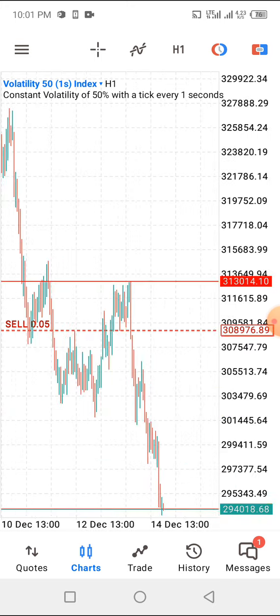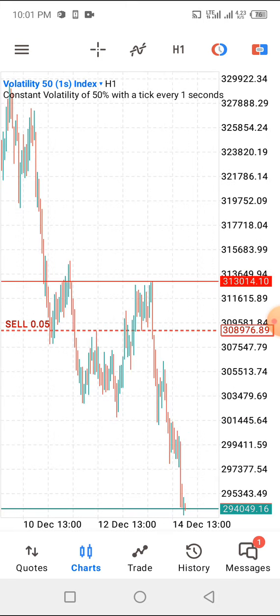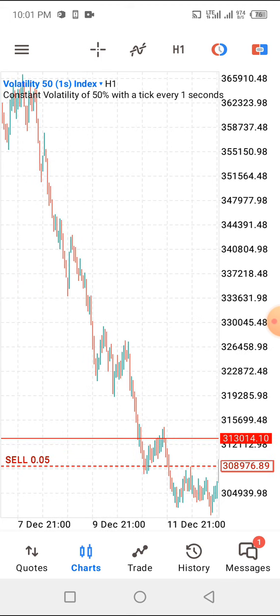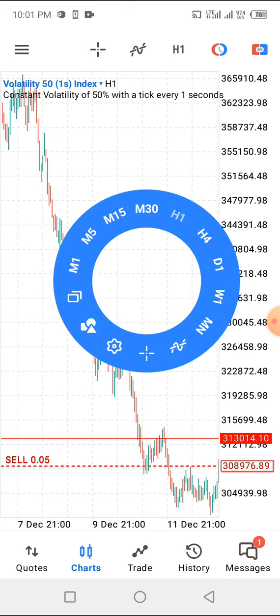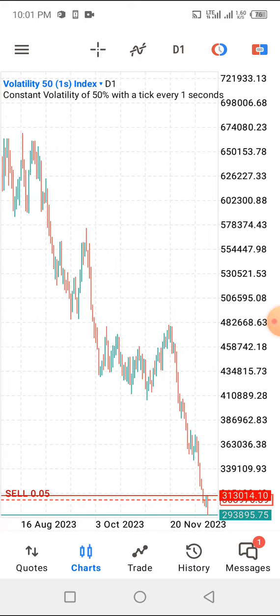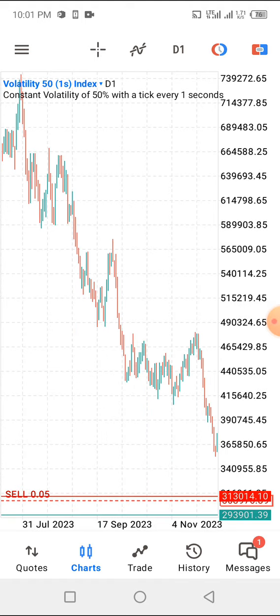Now this particular trade is VIX 51s. I made a sell trade here. So why did I consider this trade a sell trade? You can see that this is a 1 hour time frame. First of all, you actually have to go to a daily time frame like this. This is the daily time frame.